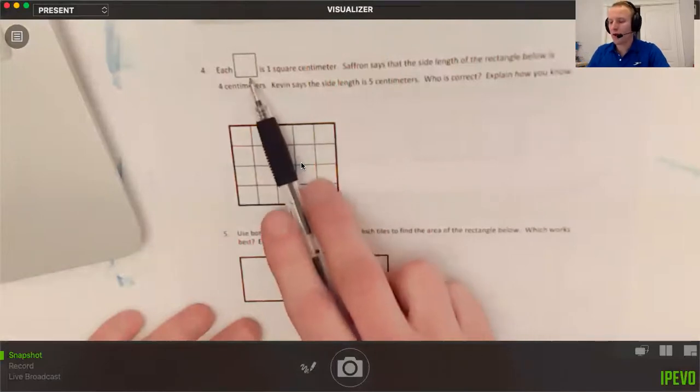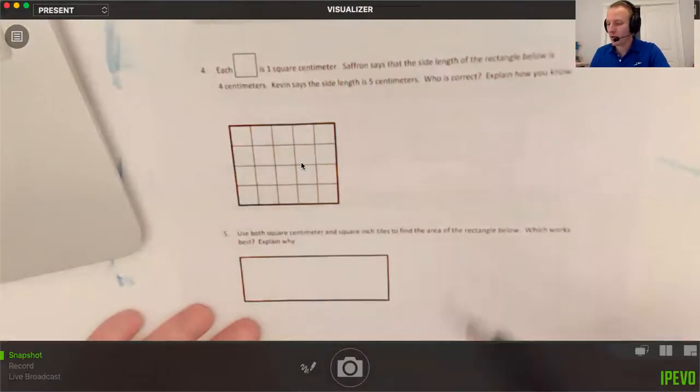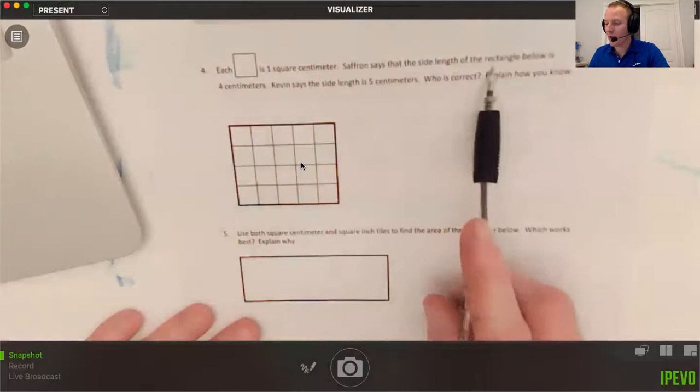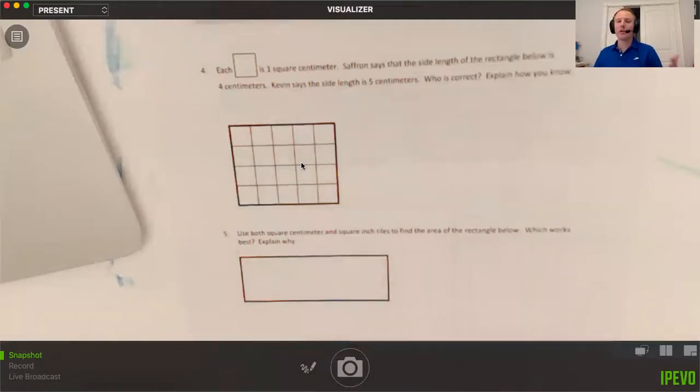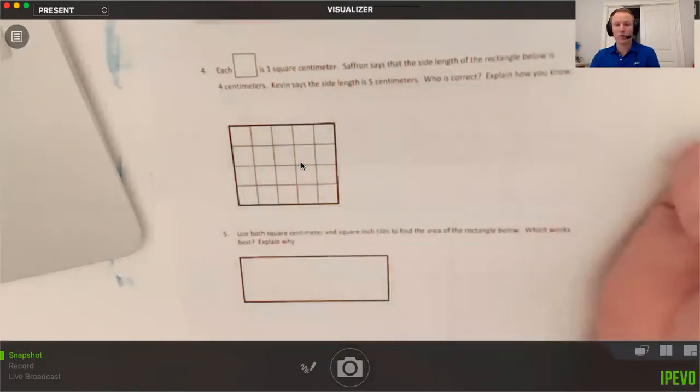Each square is 1 square centimeter. Saffron says that each side length of the rectangle below is 4 centimeters. Kevin says the side length is 5 centimeters. Who is correct? Explain how you know. This is another one of those classic problems we get in 3rd grade where this guy says one thing, this girl says another thing, and who's right? And often the answer is both, and it is in this case because it depends on where you're looking.